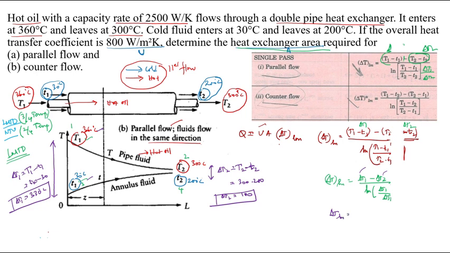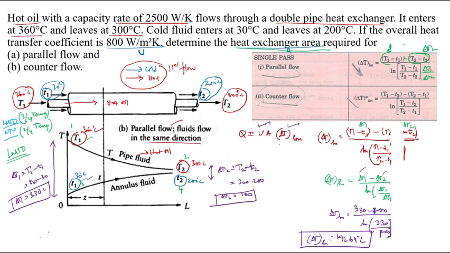So delta T Lm is equal to 330 minus 100 divided by ln of 330 divided by 100. Finally we get delta T Lm, which is almost 192.64 degrees Celsius.